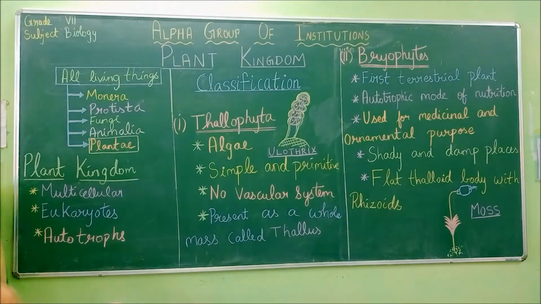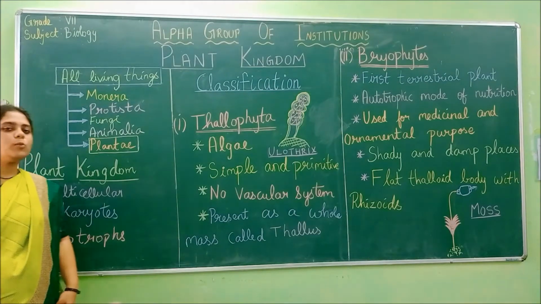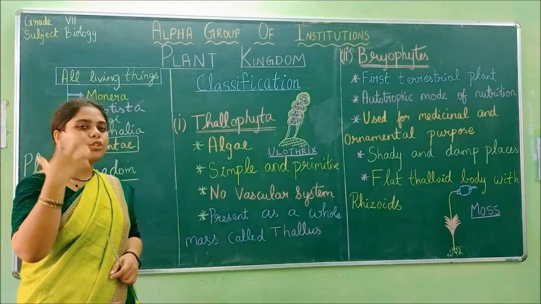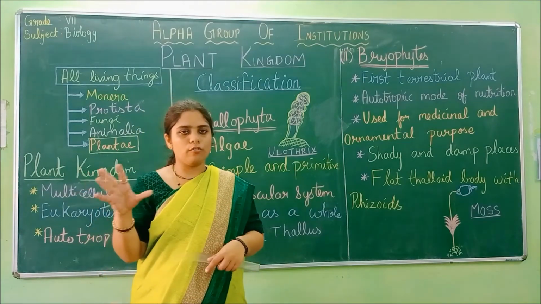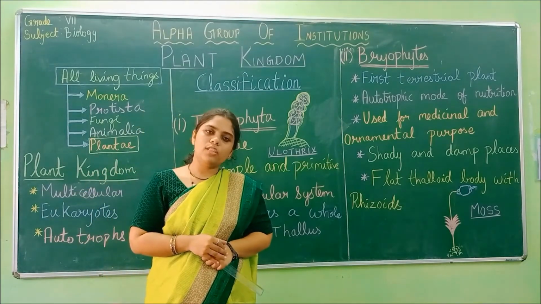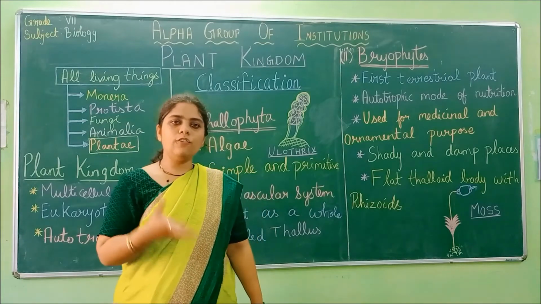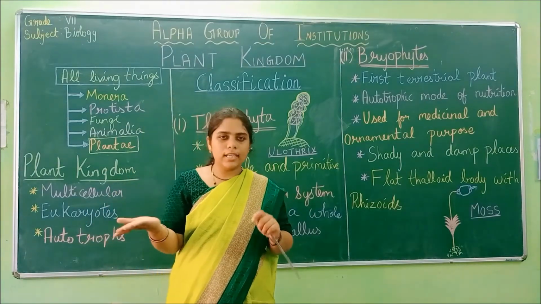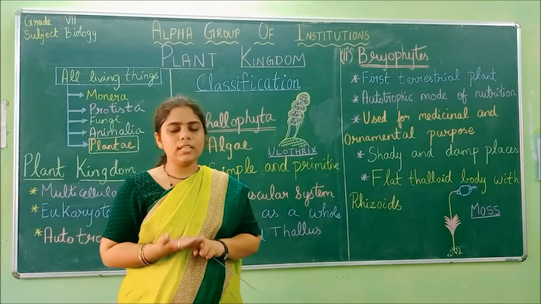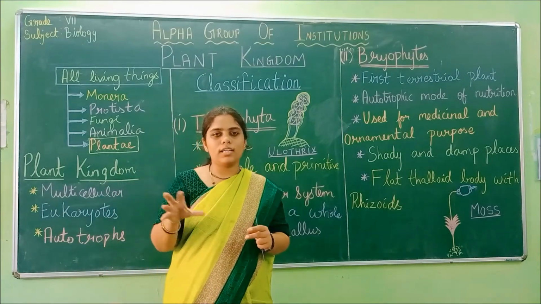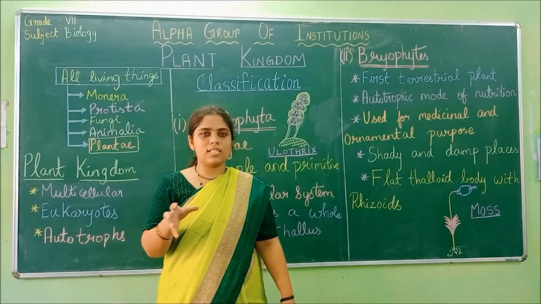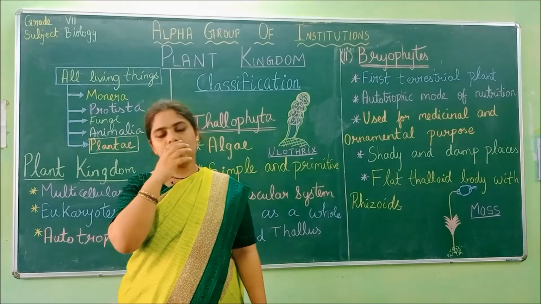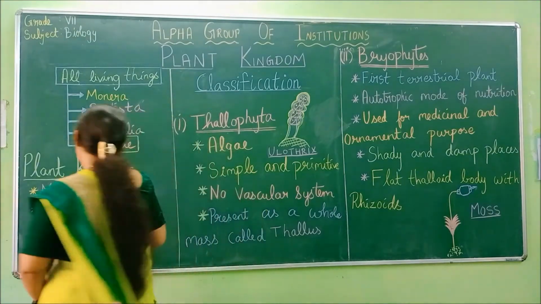Next is autotrophs. The plant kingdom has autotrophs. Autotrophs are plants that can produce their own food. Auto means they can produce their own food. How can they produce their own food? By the process of photosynthesis. In the leaf, the chlorophyll will be present. In the presence of light, water and carbon dioxide, they will produce starch. That process is called photosynthesis.